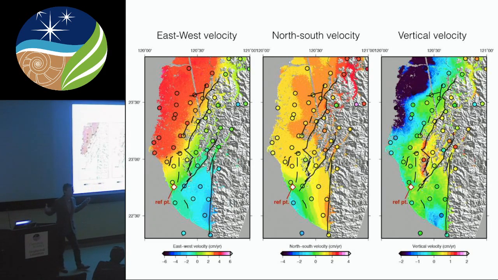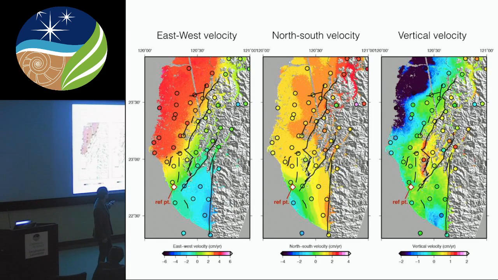By combining both ascending and descending, and then using GPS data to help, we were able to estimate the 3 components. So we were able to get horizontal and vertical crustal deformation in southwest Taiwan. This is an example. The background pixels are the InSAR measurements, and the circles are GPS. The color represents east-west motion, north-south, or vertical. Let's look at vertical first. You can see all the blue color means surface subsidence.